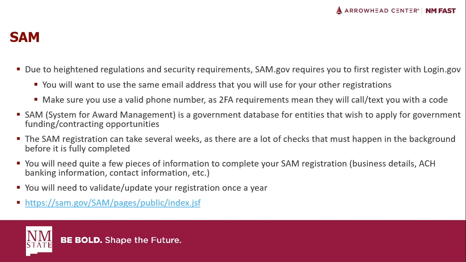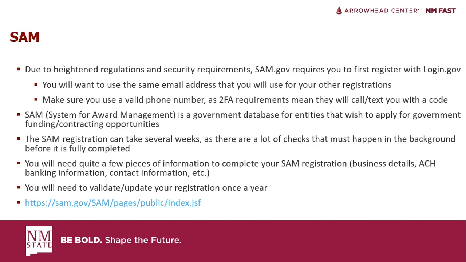There are multiple registration steps that are required for the first time when you register in SAM.gov. The first is to register with your login.gov credentials. Make sure that you're using the same email address that you use for other registrations, and make sure you use a valid phone number. They will be texting or calling you with a code for their two-factor authentication. A really good benefit to using login.gov is that it can be used across agency submission portals.